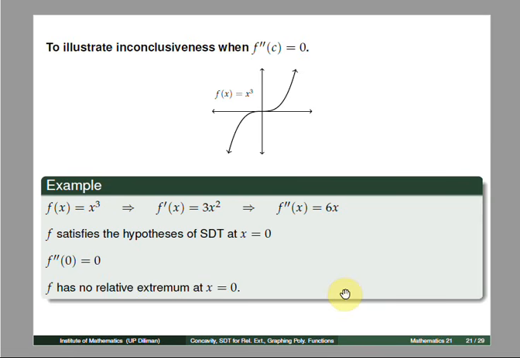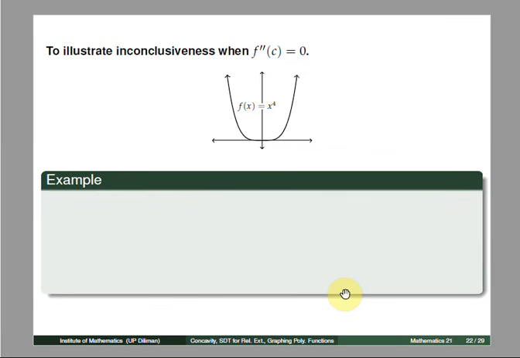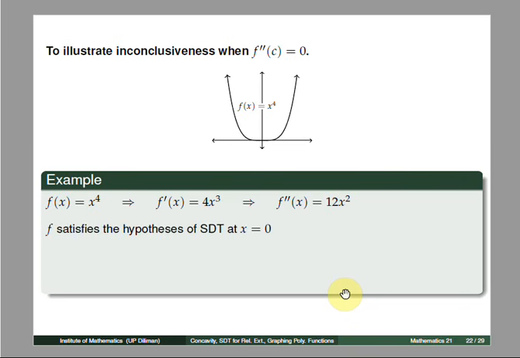But as you can see here in the graph of x cubed, f has no relative extremum at x equals 0. But for our second example, which is x to the fourth, f prime of x equals 4x cubed, f double prime is 12x squared. Again, f satisfies the hypothesis of the second derivative test because the first derivative at 0 is 0. F double prime at 0 is also 0, and as you can see here on the graph, f has a relative minimum at x equals 0. These examples show us that if f double prime at c equals 0, we may or may not have a relative extrema at x equals c, and hence the second derivative test gives an inconclusive result.